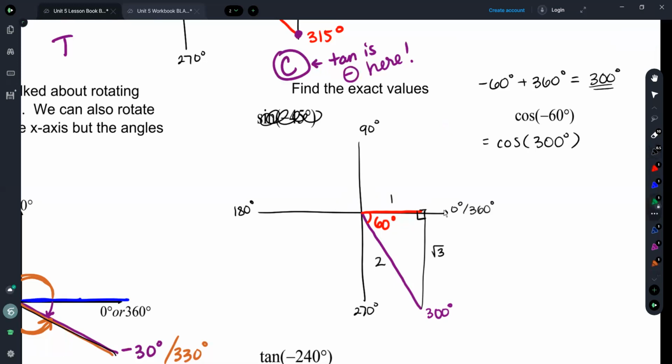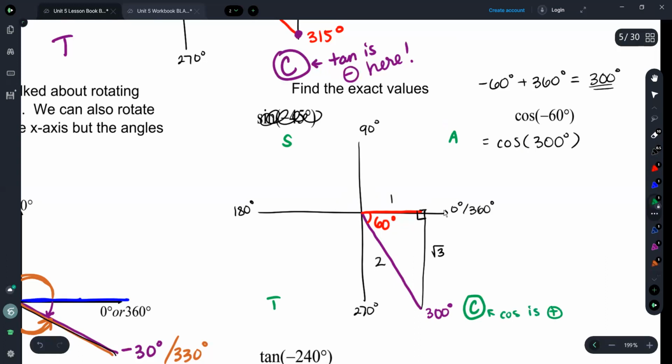Okay, final step was we do CAST, so C-A-S-T. We are in the cosine quadrant, and I'm taking the cosine of something in the cosine quadrant. So what do I know about my answer? Okay, so cos is positive here. So this should be equal to the positive cos of 60 degrees.